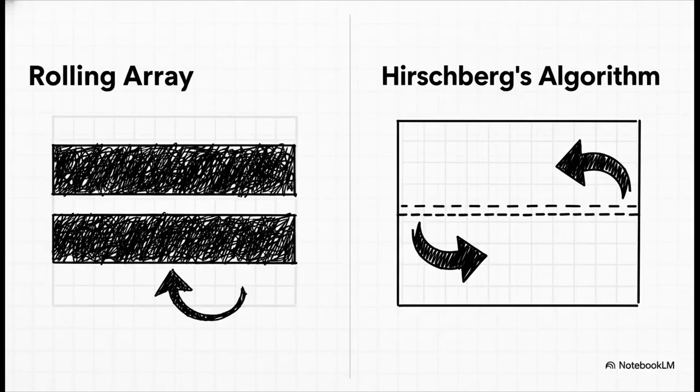That rolling array trick is just genius. You realize you only ever need the previous row to calculate the current row. So why keep the whole table? You just keep 2 rows and swap between them. Hirschberg's algorithm is more of a divide and conquer approach. It's a bit of a mind bender, but it lets you rebuild the sequence without ever storing that giant grid.